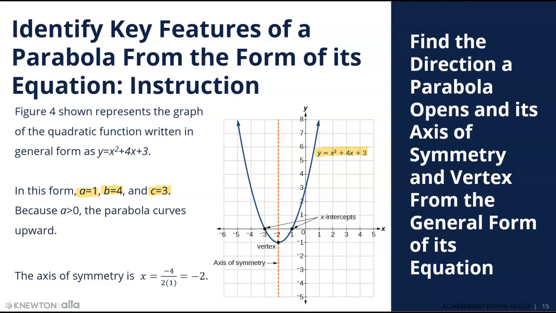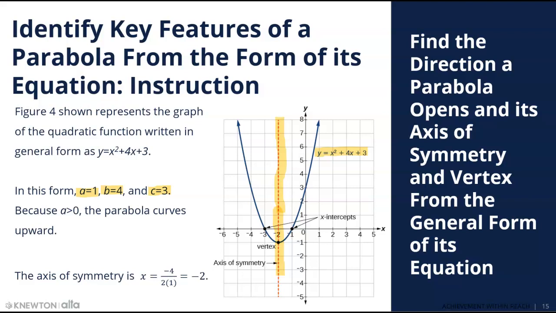Now, since a is greater than 0, that also verifies the graph of the parabola here that opens upward. And the axis of symmetry, if you look at the graph, is this line here, and this line passes through the point x equals -2, and that is the x-coordinate of your vertex. So the axis of symmetry is x equals -2.